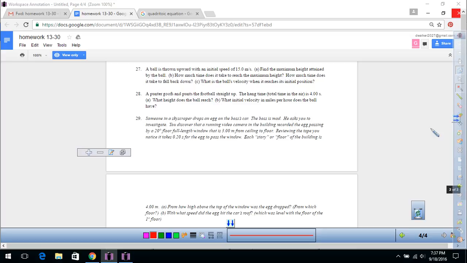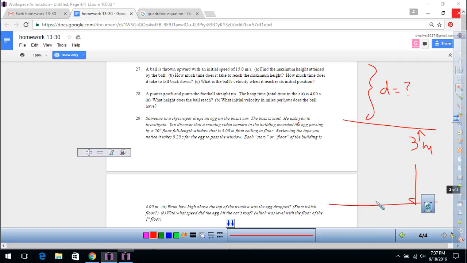Okay, so I read this and we did something similar to this one when I was teaching, but really not real hard. Okay, so you're trying to figure out what is that distance right there. So here's your window. It's 3 meters from here to here. Gravity is accelerating at 9.8, and it takes 0.2 seconds to go from here to here, if I read it correctly.